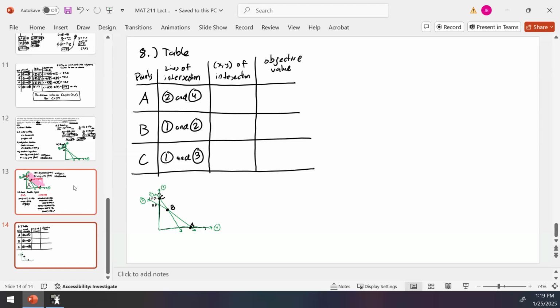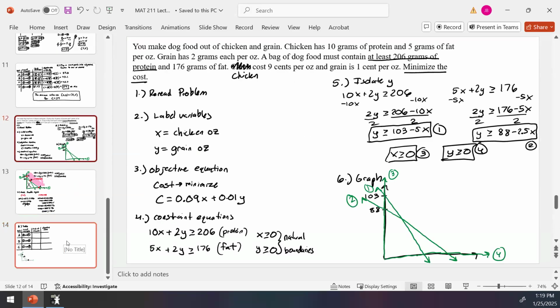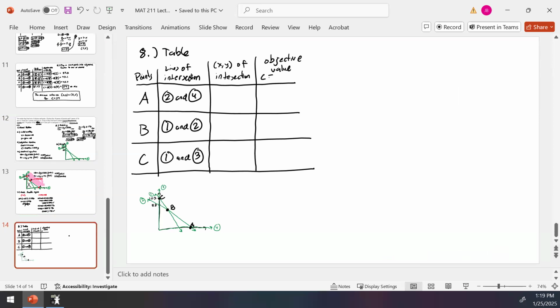And so our equation is we're minimizing cost. So cost is equal to 9 cents per ounce of chicken plus 1 cent per ounce of grain. So that's what we're trying to optimize, right? So now let's find corner points.